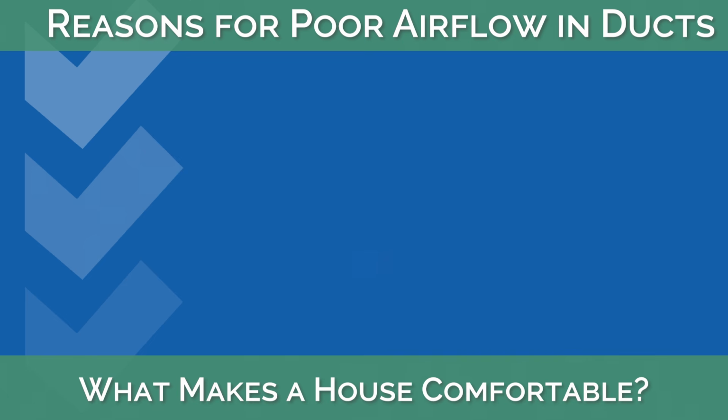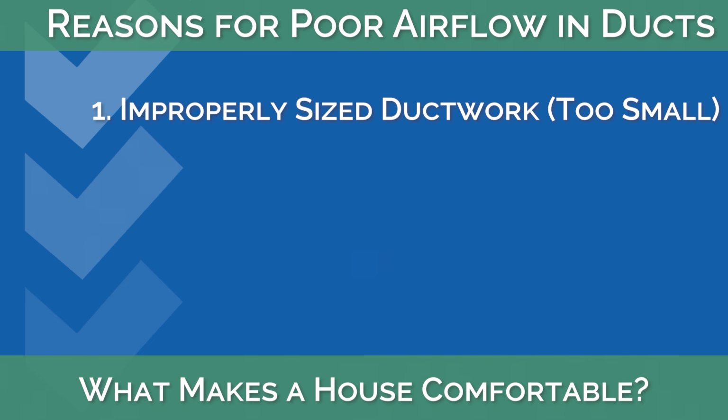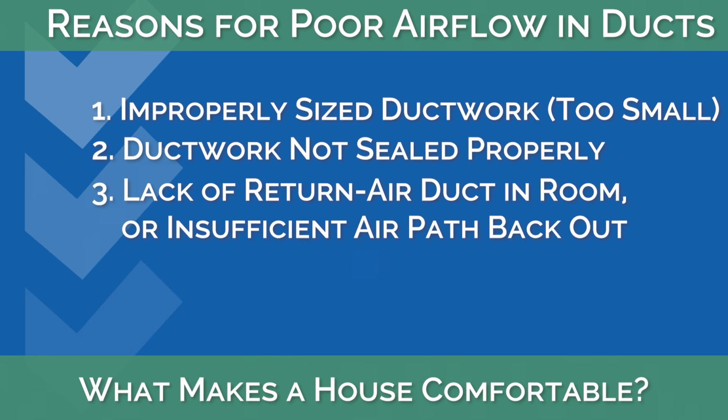The three most common reasons this happens are due to: 1. Improperly sized ductwork, usually being too small. 2. Ductwork that's not sealed between the heating and cooling equipment indoors and the rooms that it serves. And 3. A lack of return air duct in bedrooms or an insufficient pathway for the air to leave those rooms. All of these reasons will be discussed in greater detail in Chapter 8 of this course.